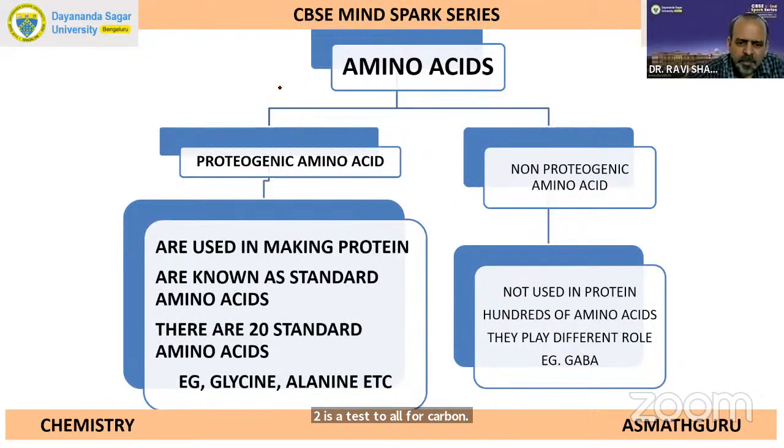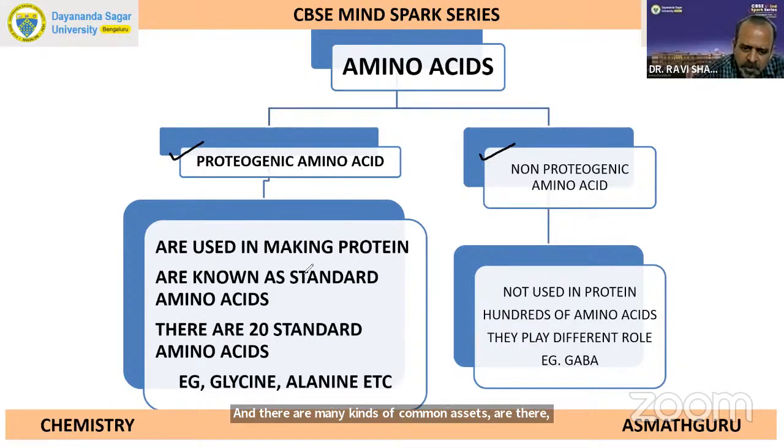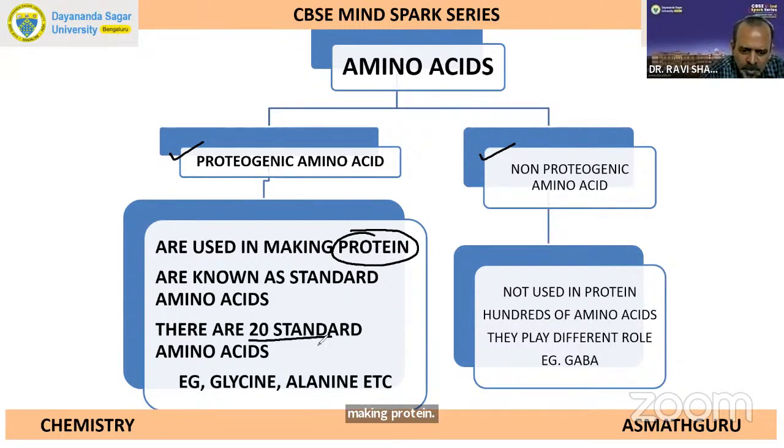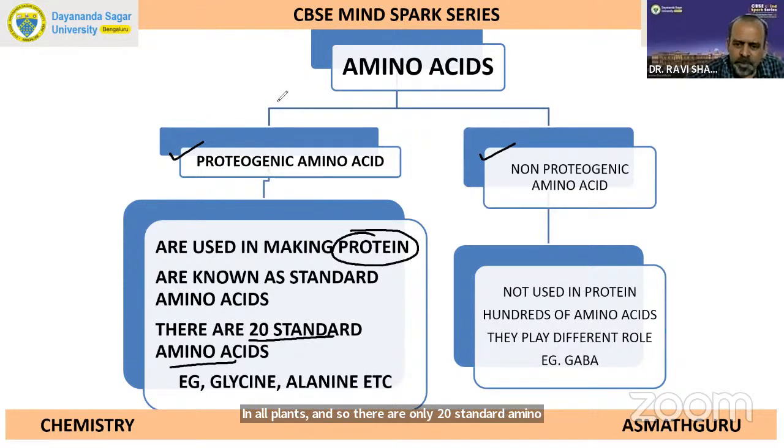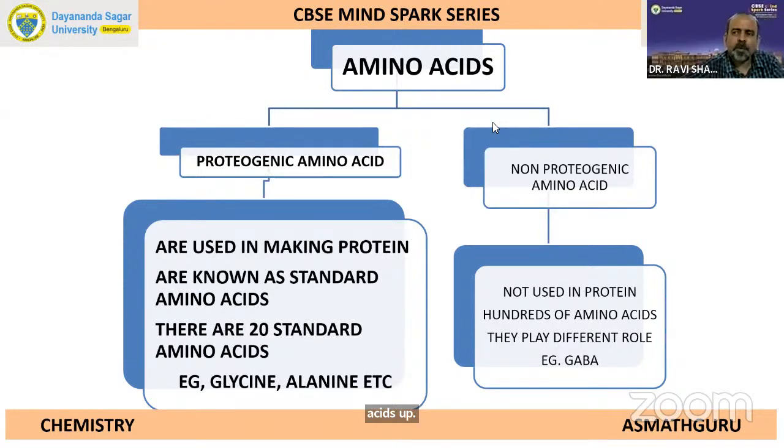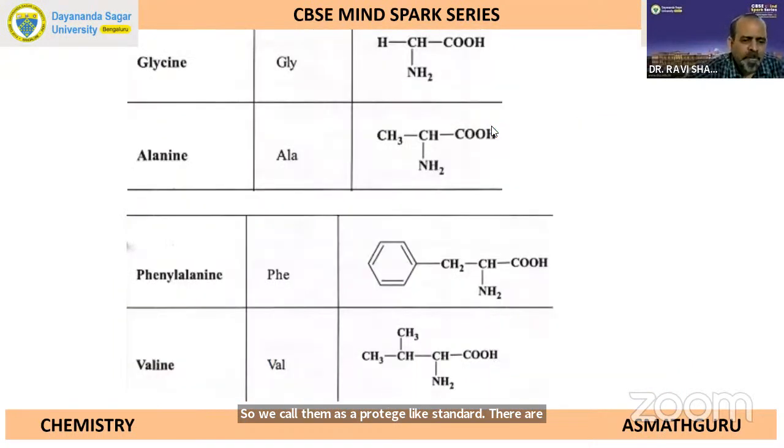And there are many kinds of amino acids. Are there many amino acids? There are mainly two types: proteinogenic and non-proteinogenic. Proteinogenic means these are the ones which are involved in making protein in all plants and animals. So there are only 20 standard amino acids. So we call them the proteinogenic standard. There are many amino acids, but proteinogenic is only 20. And these are the 20 amino acids.